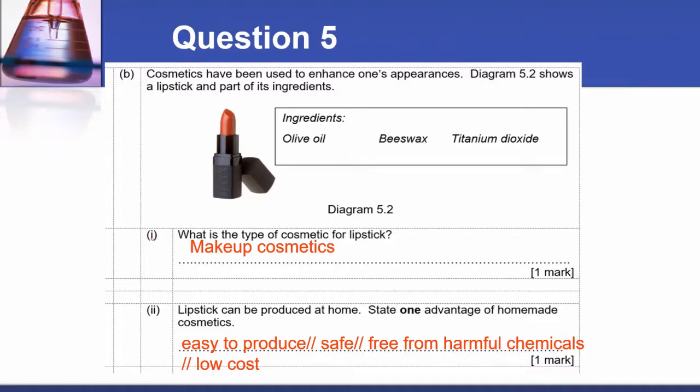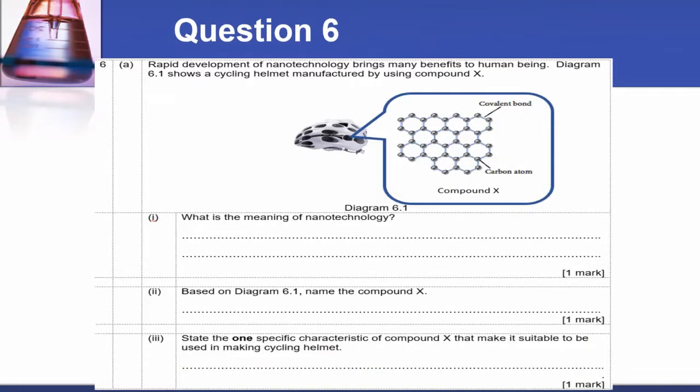Because you are using natural ingredients. Now let us look at question number 6. Question 6a. Rapid development of nanotechnology brings many benefits to human beings.